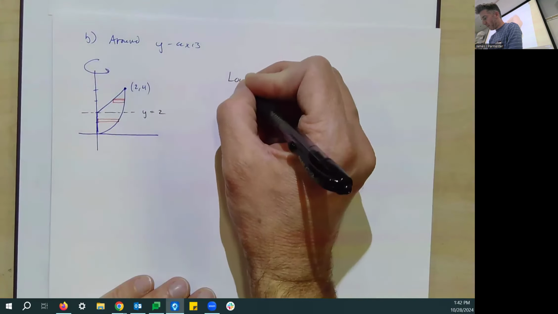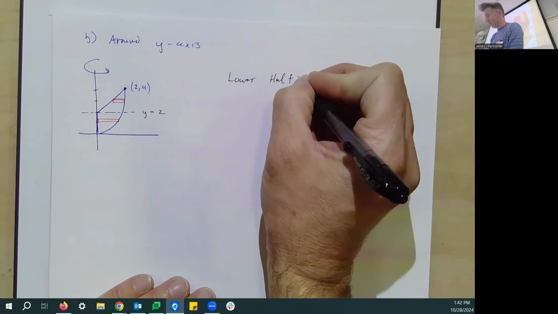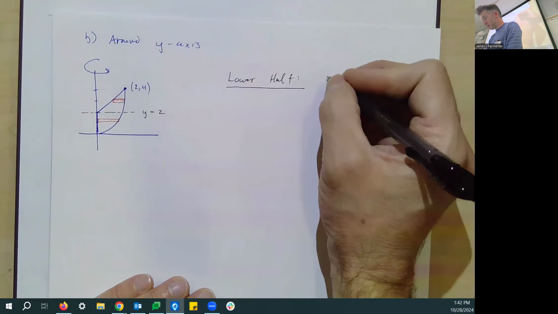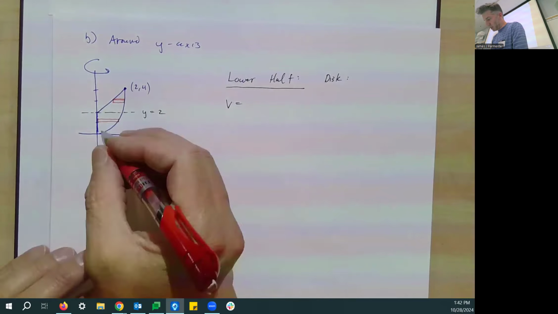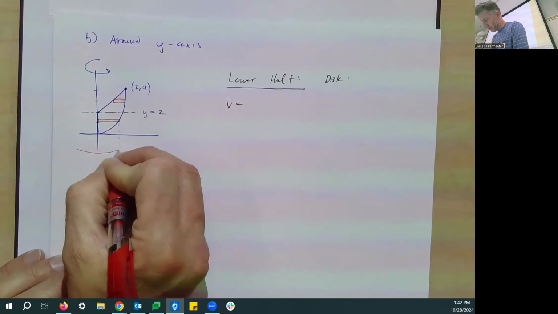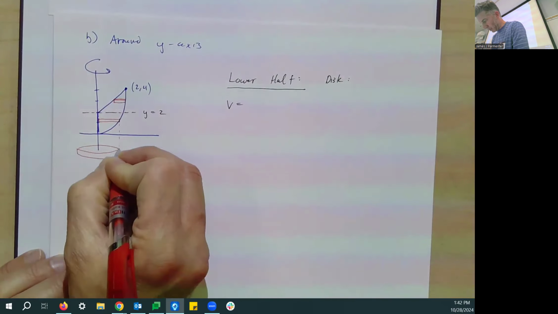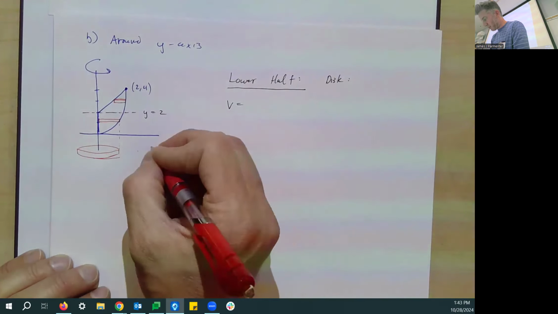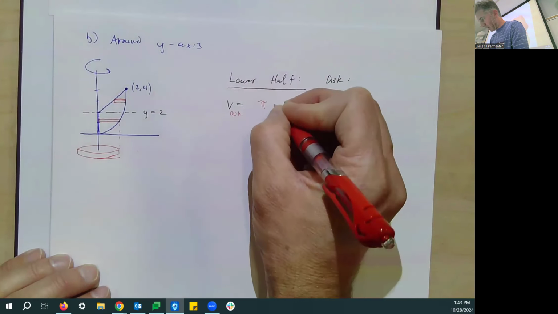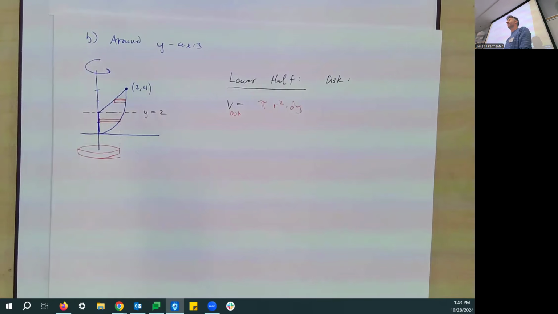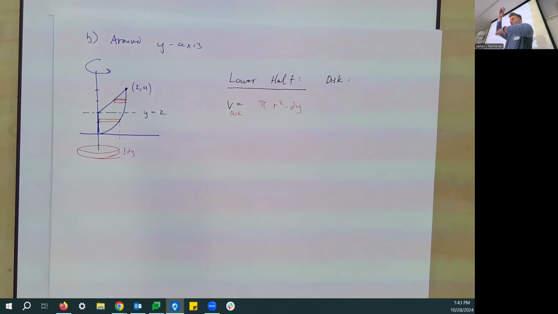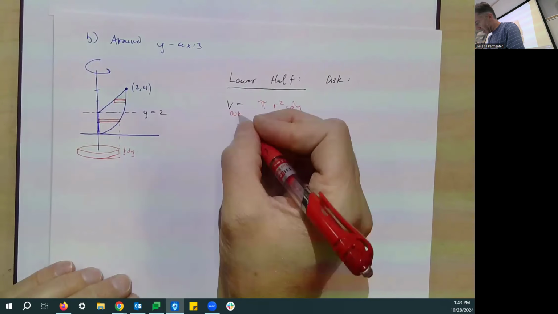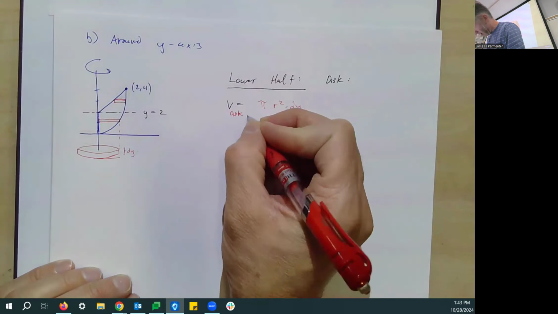So the lower portion is going to be the disk method. And the volume is going to be, well, the volume of one of these things rotated around. It's going to be pi times my radius squared times dy. Why dy? Because again, this thickness is a small change in y. You've moved up or down a little bit, not left or right with the thickness. Yeah, that says disk, by the way, in case you couldn't tell.